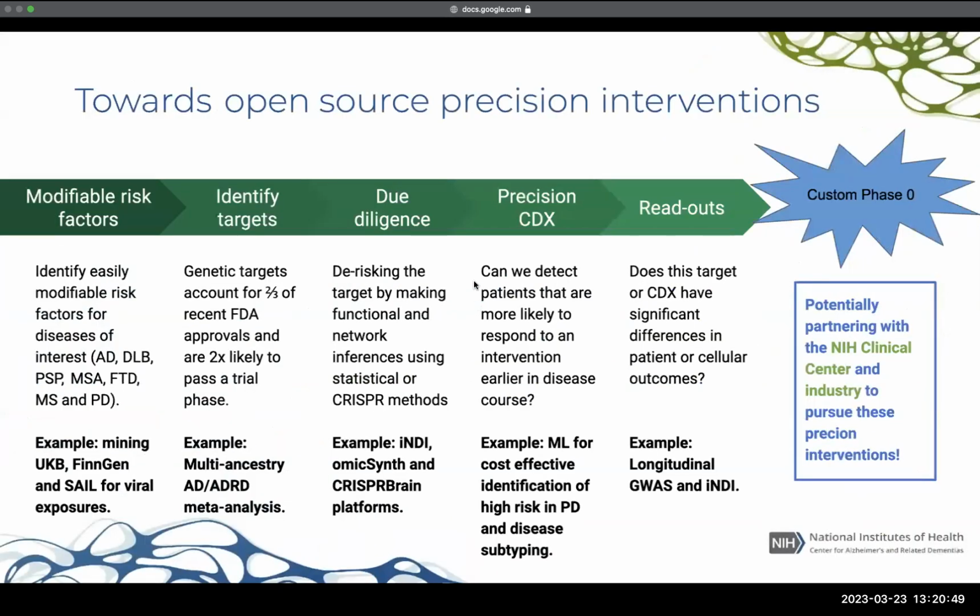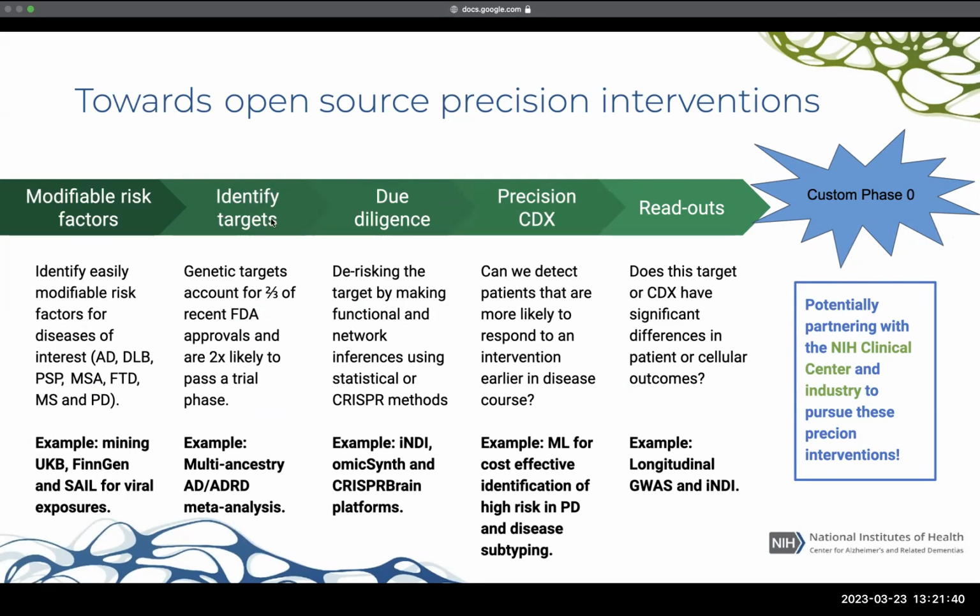All right. So one of the biggest targets that we have, important goals that we have, is moving toward an open source precision intervention. The translation is, we like to have a first open source clinical trial for these disorders. And our pipeline for getting to the clinical trial is as follows. We start with modifiable risk factors. We like to identify the risk factors that are already identified, and then see how we can change them. And we have some projects in that area, and it involves mining a lot of different databases.